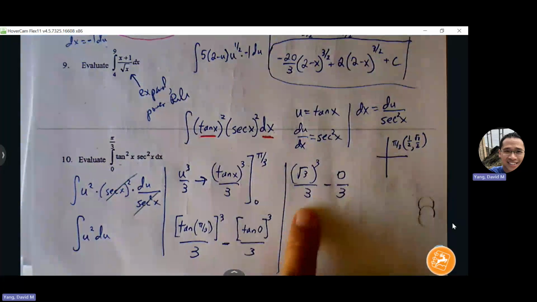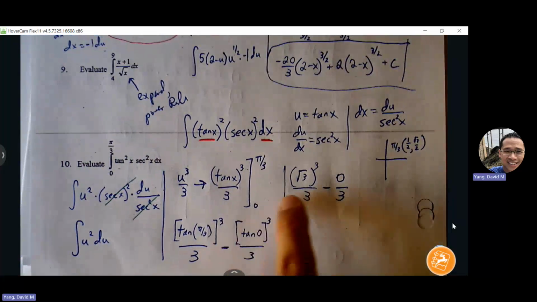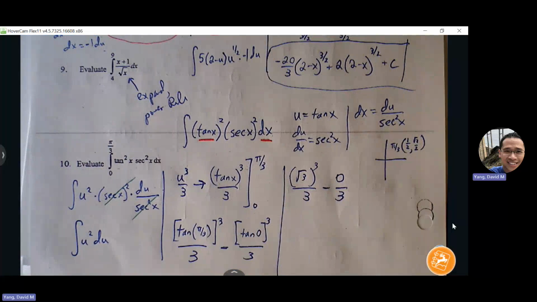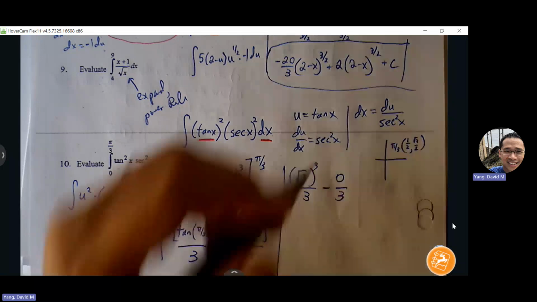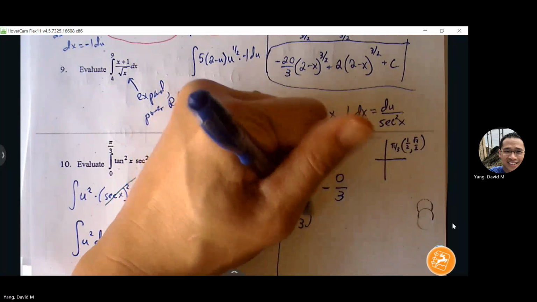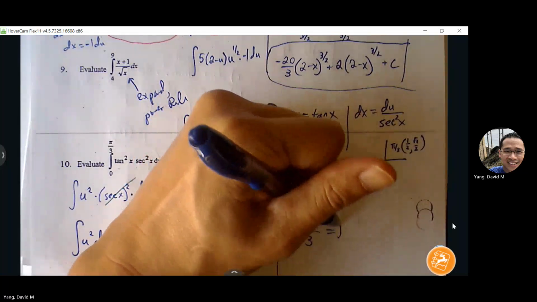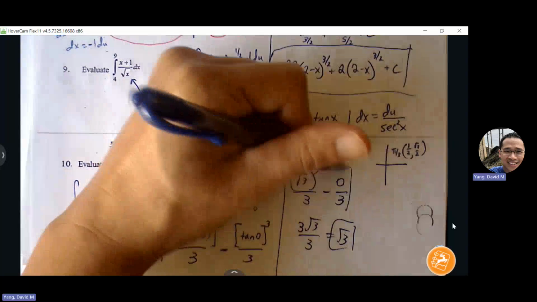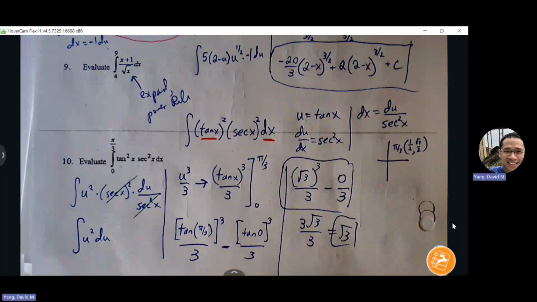Now, if you want to leave your answer and simplify, that's fine. But you can't have any tangent or secant or sine left over in your definite integral problem. You have to get it down to a numeric value at least. So either of these are fine, just not this. You've got to keep going from here.